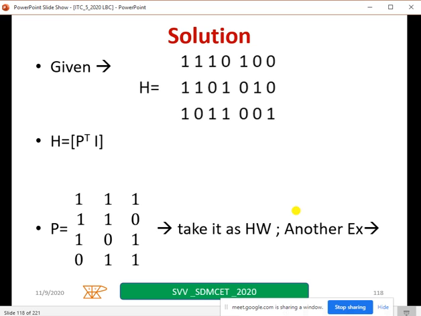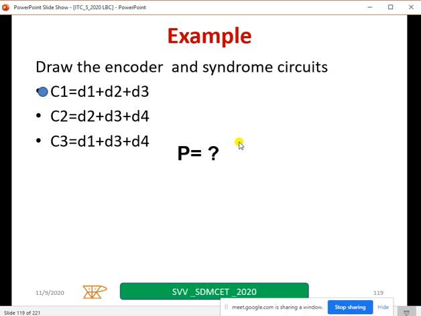Let me go to the next. So let me show you another example. Let us consider these are the equations given. I have to write down P. I want you people to type P in the chat box.